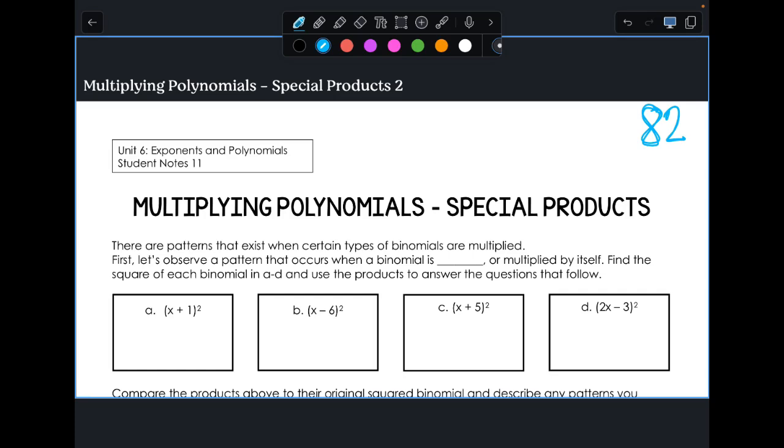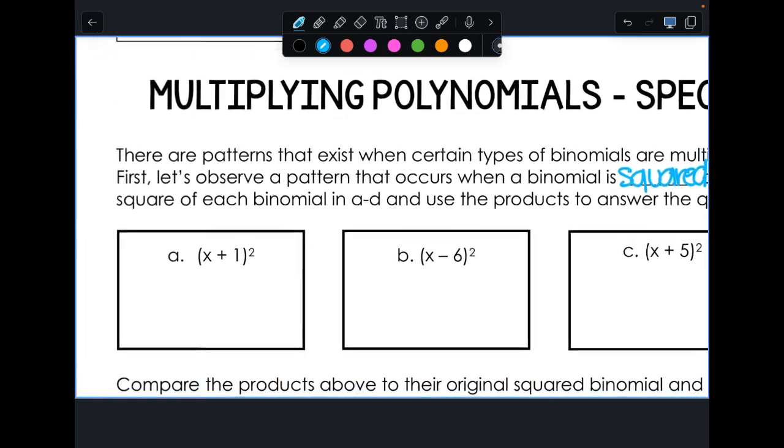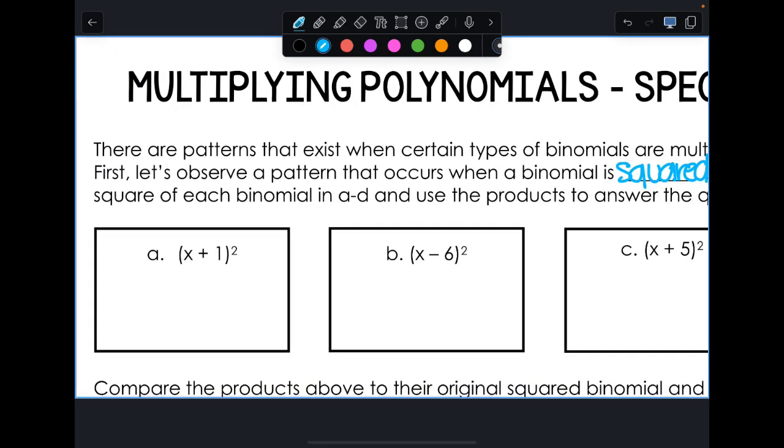Now, there are patterns that exist when certain types of binomials are multiplied. First, let's observe a pattern that occurs when a binomial is squared, or multiplied times itself. So for the first box, we are multiplying x plus 1 squared. That's telling us that we're multiplying x plus 1 times x plus 1. Now there's a pattern that you should be seeing as we go through these 4 examples.